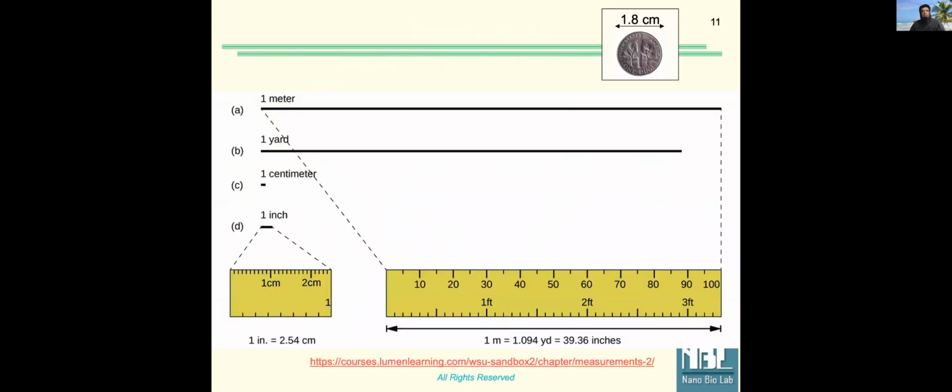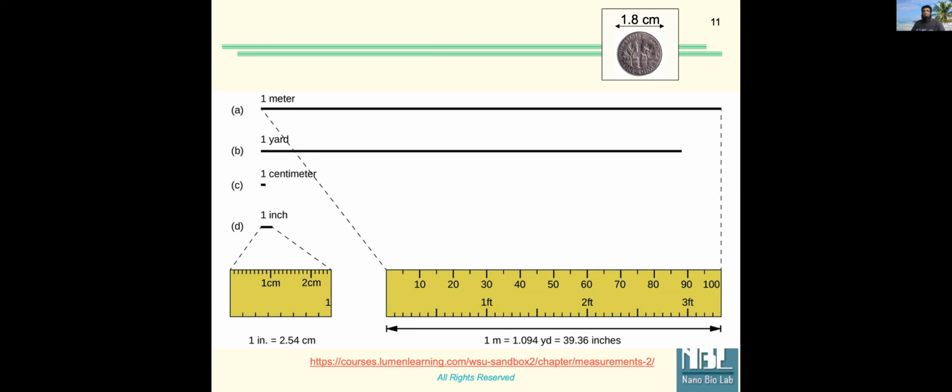Let's take a look at a ruler. We know a dime is 1.8 centimeter. We know inches, we work with inches most of the time. So 1 inch is about 2.54 centimeter as it is shown here. Now, 3 feet make 1 yard. And then 1 meter is slightly larger than a yard. So 1 foot is 12 inches, 1 yard is 36 inches. So a meter is 3.36 inches longer than a yard.